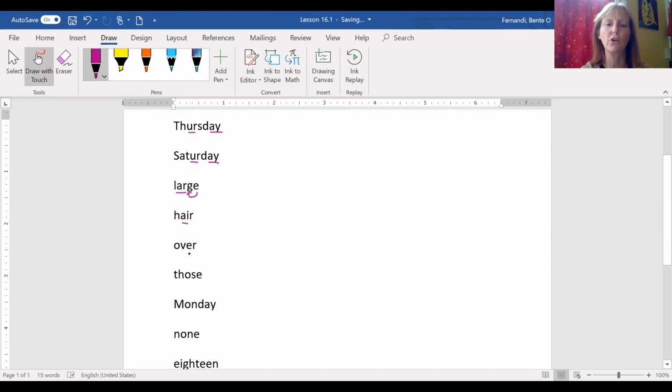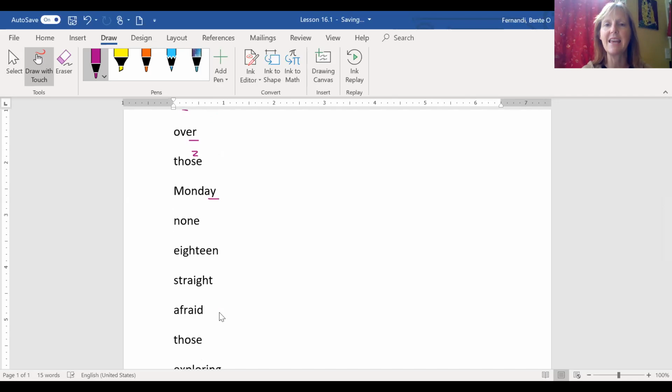Over, remember when we have the ER sound at the end of a word, we're almost always going to choose ER, our first way to spell that sound. Those, we have that Z sound there, the O's, those. Monday, we're just really looking at the ending, AY, Monday, long A at the end of a word.